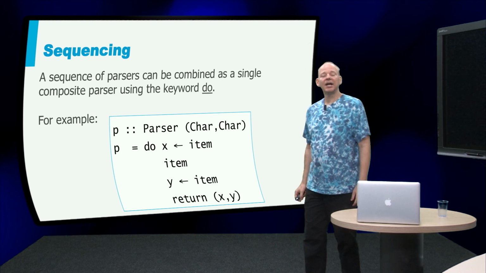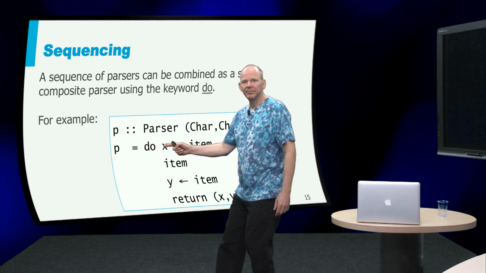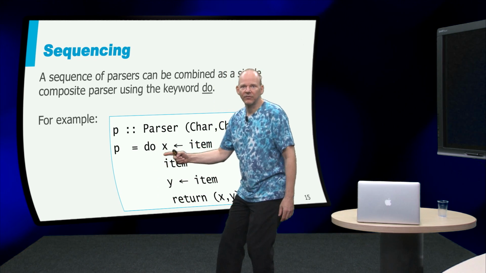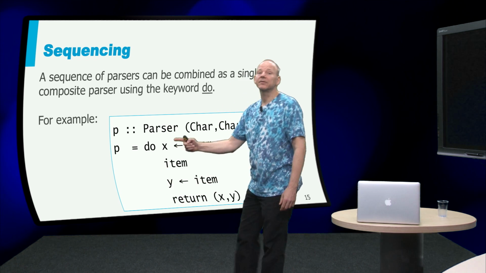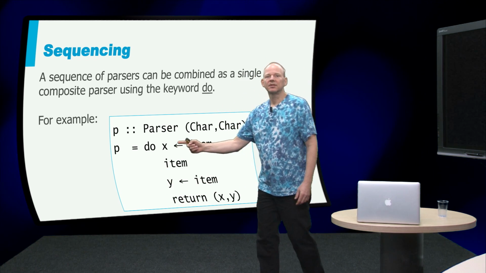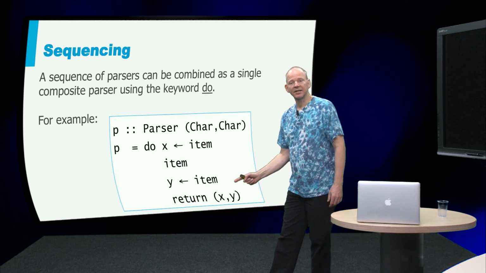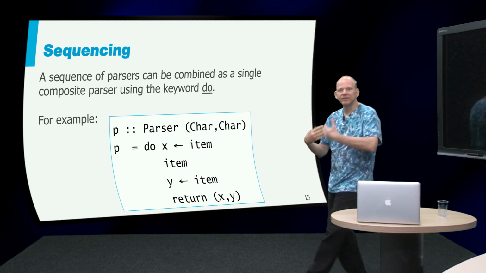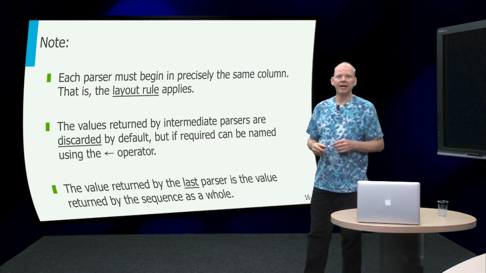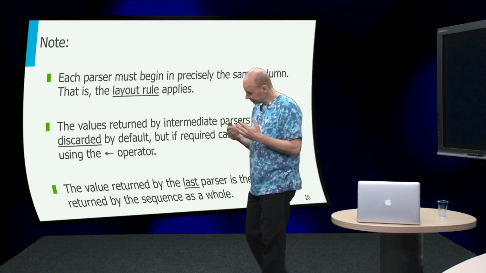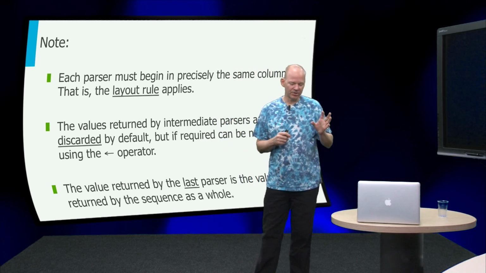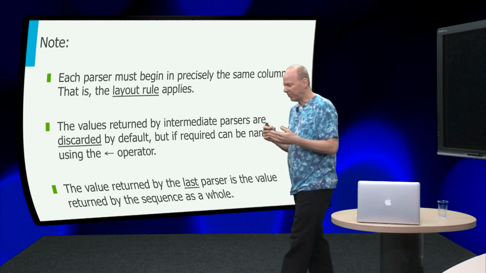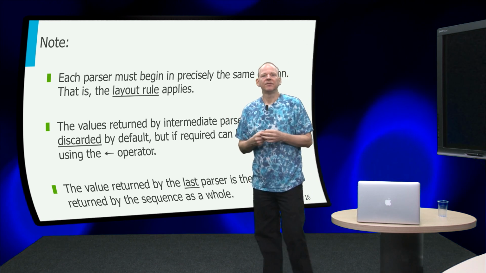Now, if you look at this code here, remember that we talked about the layout rule. So all these things here must be lined up really nicely. You can also put curly braces and semicolons in here. That's actually what I usually do when I use the do notation, because then it looks even more like imperative code. And as we already showed, if you don't put this left arrow in there, then the parser is called, but the result is discarded.